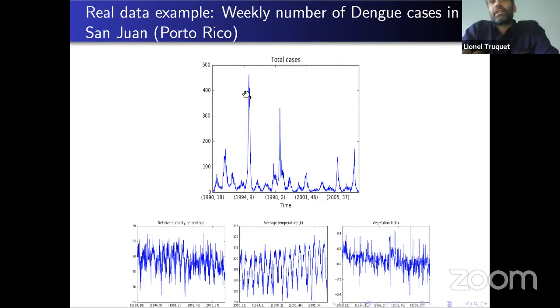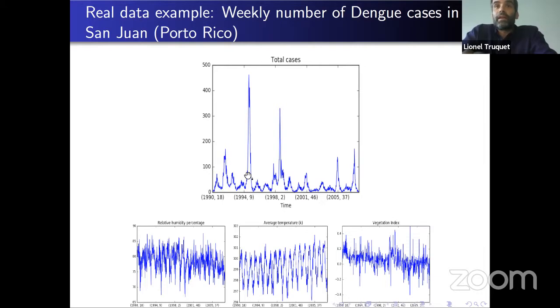So you have this original data set here, and they also give additional information relative to other quantities, such as the humidity, the average temperature, and the vegetation index. And you also have other types of information that I will not discuss here. So what is important here is that we want to predict, or to measure, the importance of some meteorological quantity on the outcome.